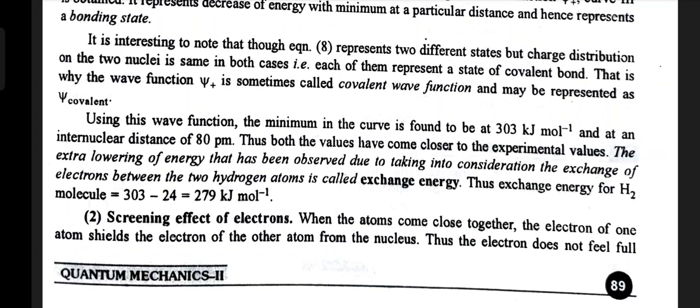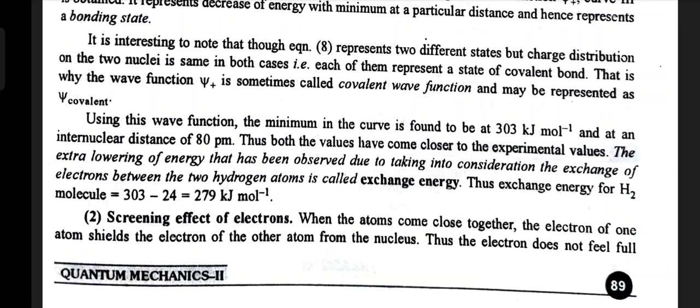The extra lowering of energy that has been observed due to taking into consideration the exchange of electrons between the two hydrogen atoms is called exchange energy. Thus, the exchange energy of the H2 molecule equals 303 minus 24, we get 279 kilojoule per mole.